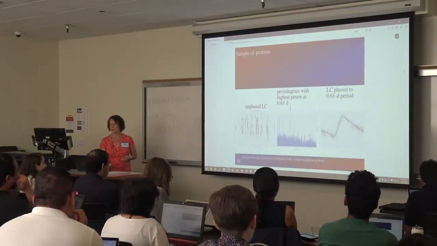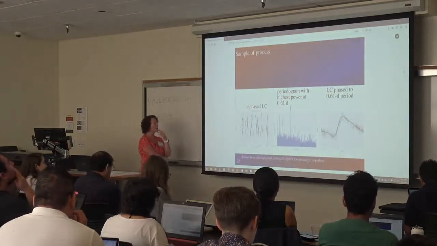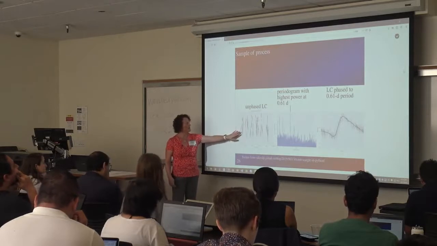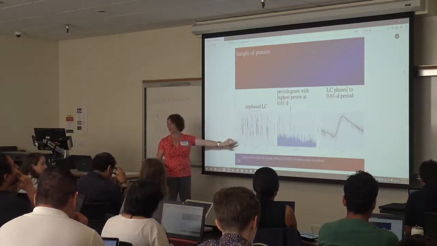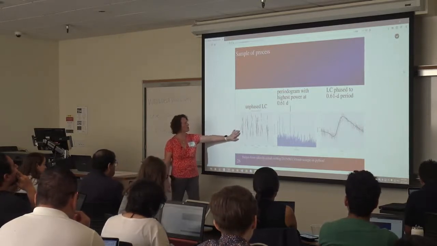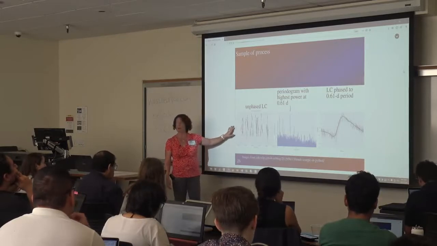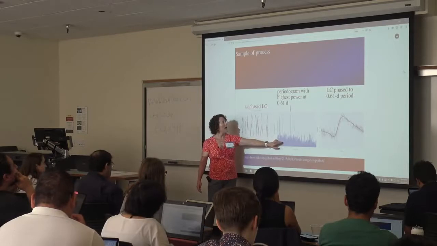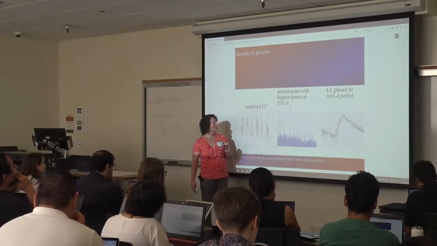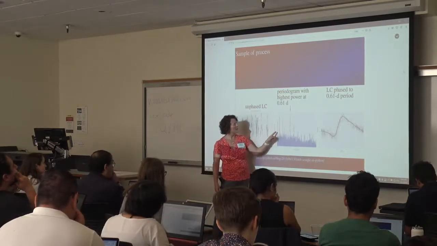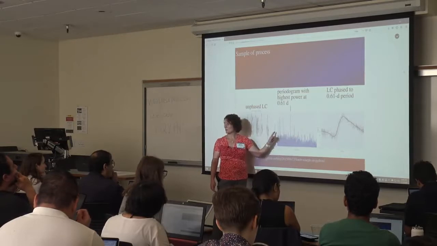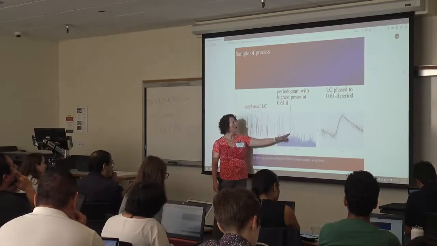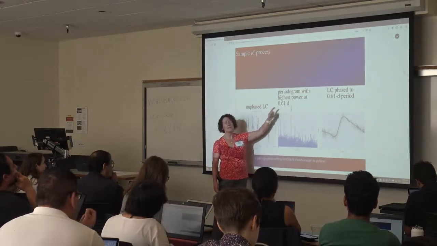Okay, so here's a sample of the process. So we have an unphased light curve, and I'm sorry the axes are kind of small, but don't worry about them too much. An unphased light curve. We run this through the Lomb-Scargle periodogram, and we get a power spectrum. And this periodogram has a number of frequencies that have a lot of power. But the one with the highest power is at 0.61 days.